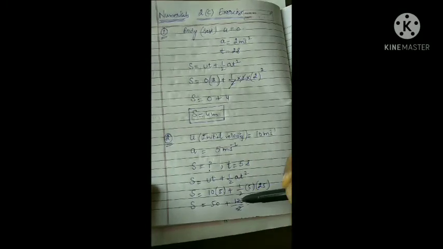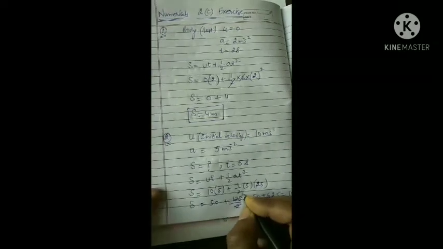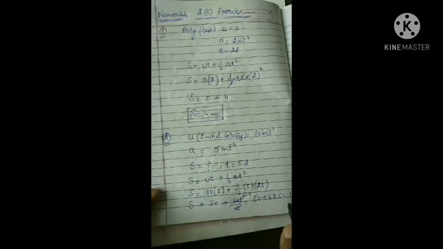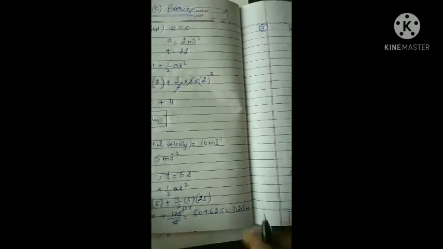s is equal to 50 plus 125 divided by 2. If you divide these two, you will get 62.5. So 62.5 plus 50 is 112.5 meter.